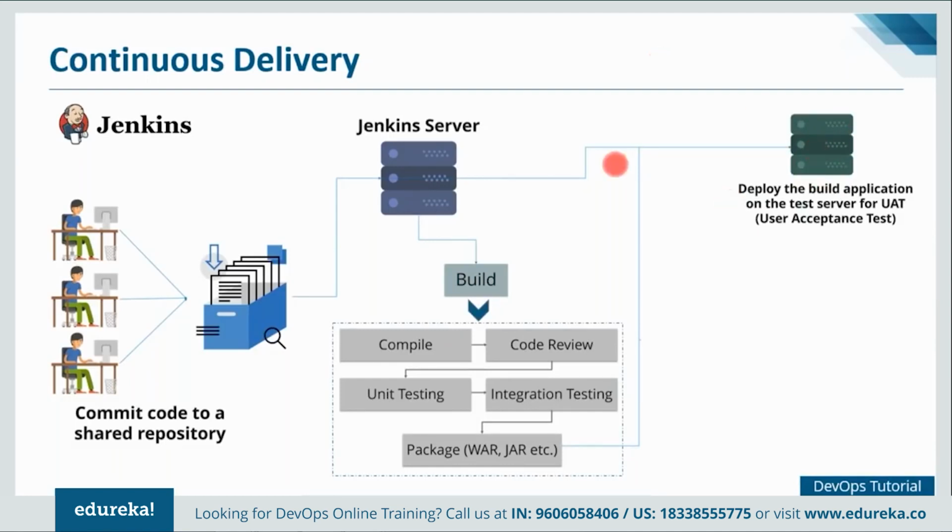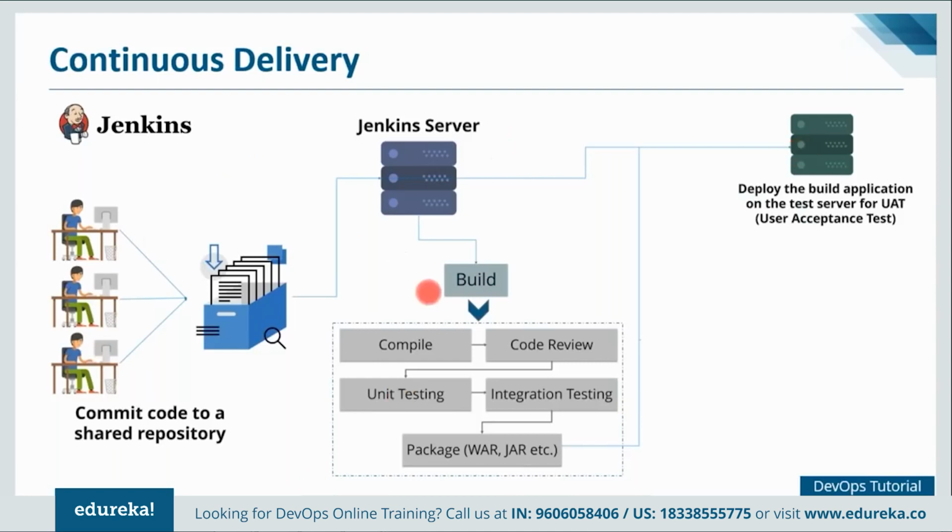Let us summarize continuous delivery again. The moment any developer makes a change in the source code, Jenkins will pull that code and prepare a build. Once the build is successful, Jenkins will take the built application and deploy it onto the test server for end user testing or user acceptance testing. So this is basically what continuous delivery is. This happens in a continuous fashion.